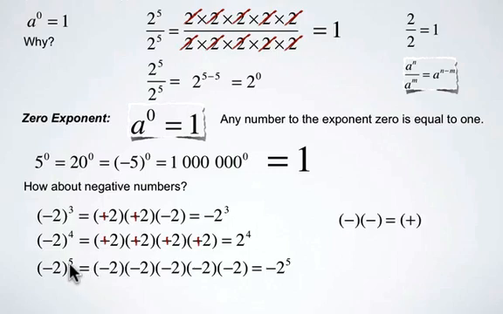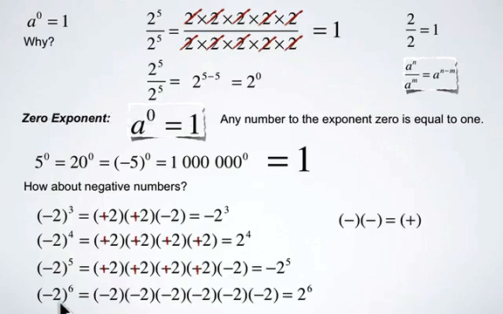Negative 2 to the 5th, our exponent is odd. When I cancel two negatives at the same time, because a negative times a negative is a positive, I'm left with a negative. Positive times negative is negative. And the last one, negative 2 to the exponent 6, even exponent: one pair of negatives to be positive, another one to be positive, another one to be positive, so our answer would be the same as if our base was positive.